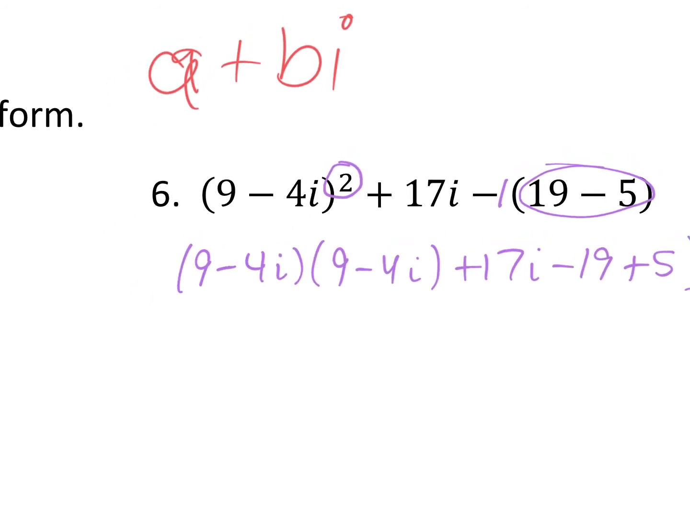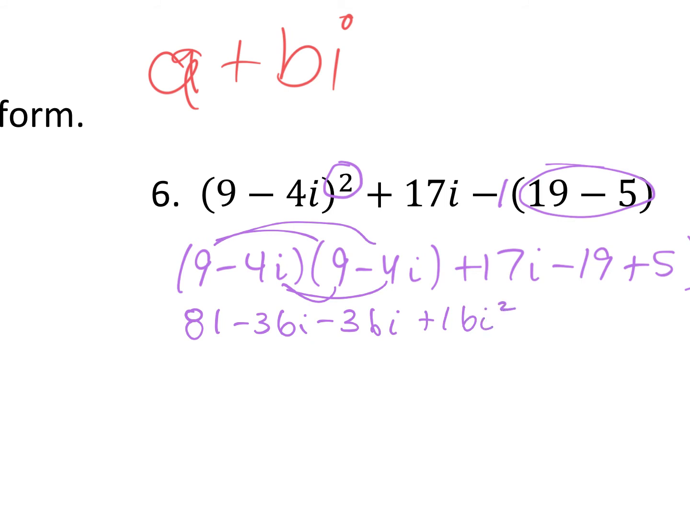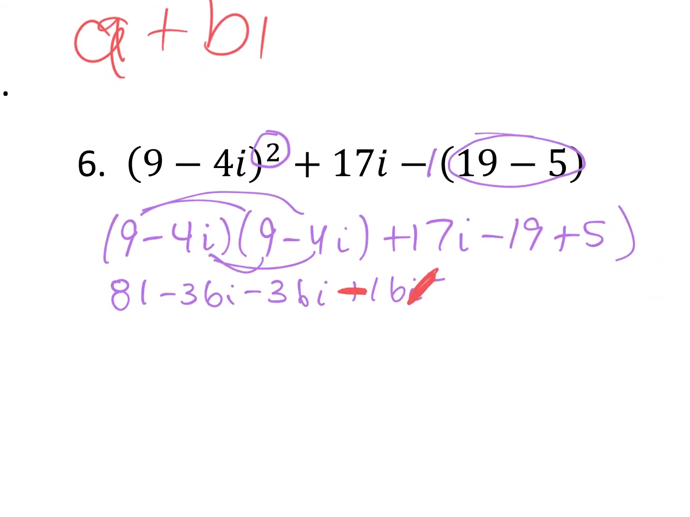So let's FOIL first. What's 9 times 9? 81. What's 9 times negative 4? Negative 36i. Good. Negative 4i and 9. Negative 36i. What's negative 4i and negative 4i? Plus 16i squared. Wait, what? 16 what? i squared. What do I do with i squared? Cross it off and change that sign. Good. Now you have the rest of your problem.